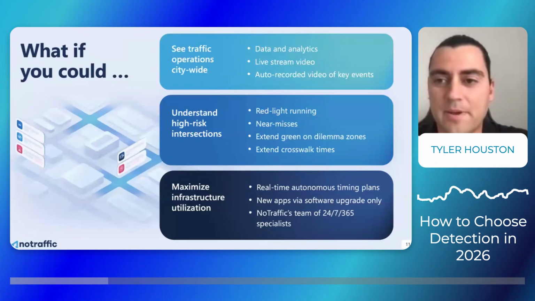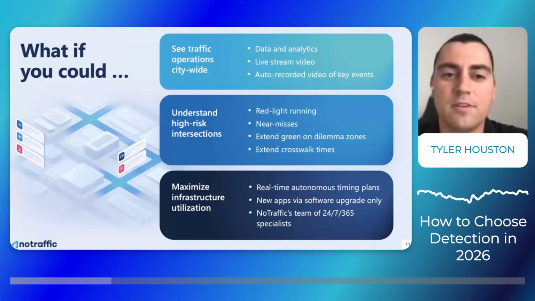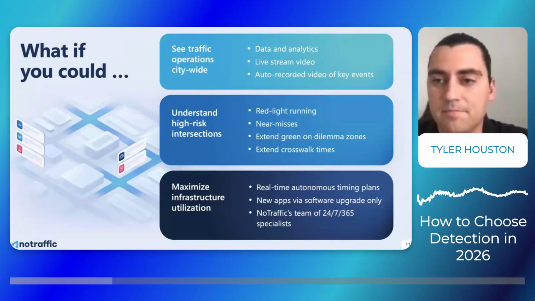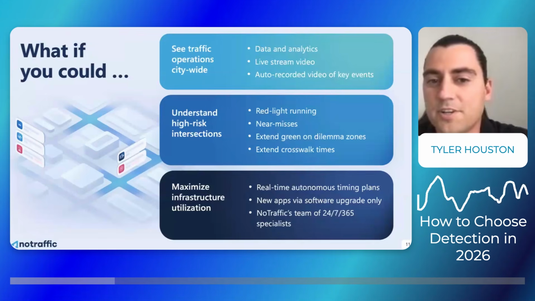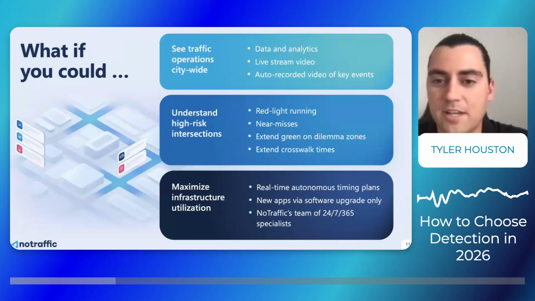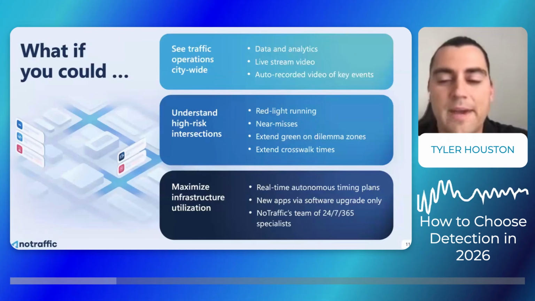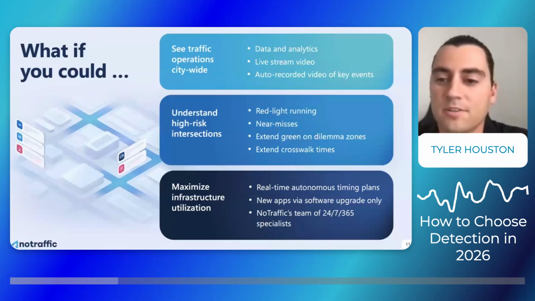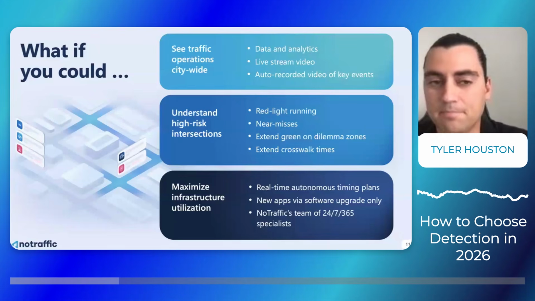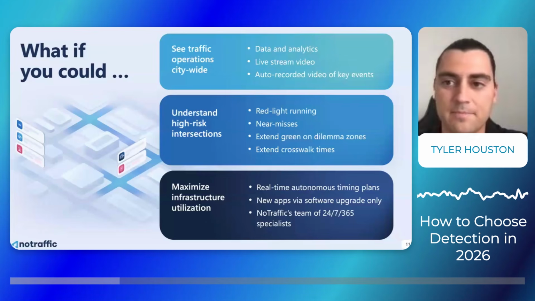So what Mike just went over is a little bit about the different types of detectors that are available in the traffic industry, and so we'll be talking about that today. But before we go into just pure detection, what I want to talk about is what if you could, with that same detection system, also see insights into citywide traffic operations through various traffic insights or live video feeds, or start to understand high-risk intersections through safety metrics like near miss or red light running, or even maximize that infrastructure utilizing some of the other applications that are available to it, or even having it optimize your timings in real time. And that's what we're going to talk about today.